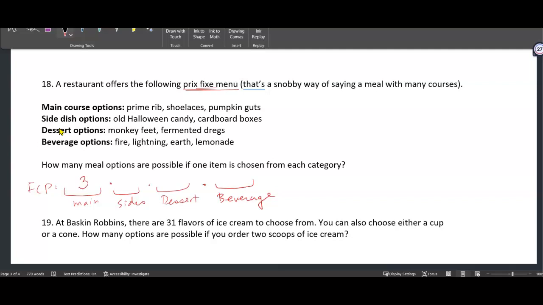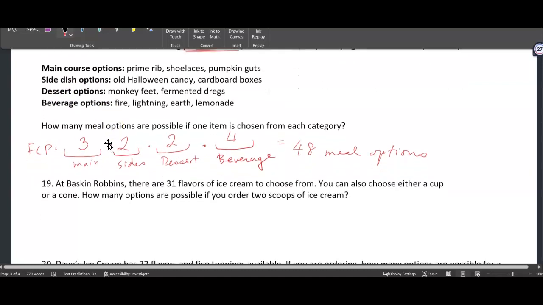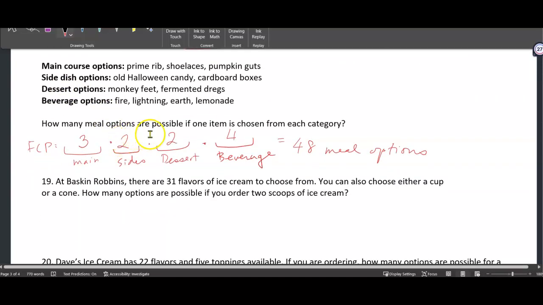So we have 3 main courses because there are 2 commas, and there are 2 side dishes because there's only 1 comma, and then 2 desserts, even though it looks really weird. Monkey feet for dessert doesn't sound appetizing at all. And then we have 4 beverages. And so altogether, when we multiply, we get 48 prix fixe meal choices. Okay, and so hoping that we agree on the answer, and there's no other way. Only fundamental counting principle works here because it's 4 different sets.